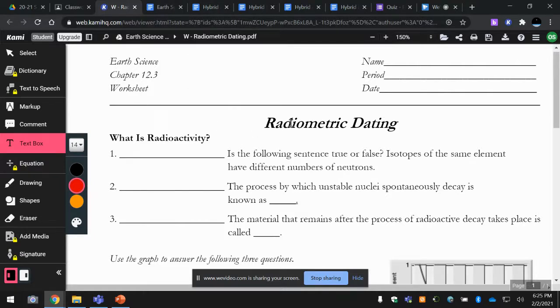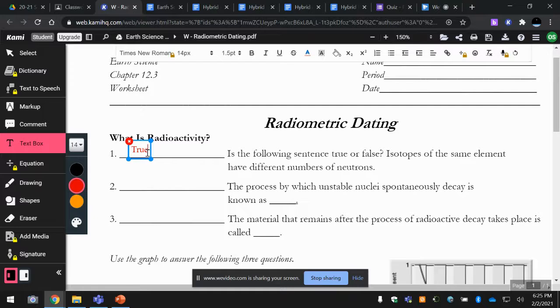So this worksheet on radiometric dating is kind of taking us all through all the concepts. And remember, radiometric dating is using radioactive isotopes and their stable daughter products, comparing the ratio of the two, and then using the half-life to figure out how long the rock has been decaying, or the substance has been decaying. And so the first question is about isotopes.